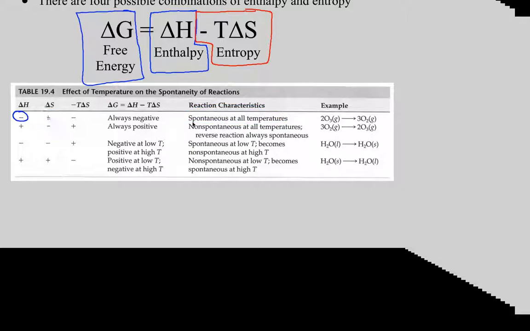Get it? Okay, now let's go down here. What if delta H is positive, endothermic, good or bad? Bad. That's not spontaneous. Now what if disorder goes down, good or bad? Bad. That's not spontaneous. Guys, that means that this thing will never happen. It doesn't matter what you do to temperature, it ain't gonna happen.